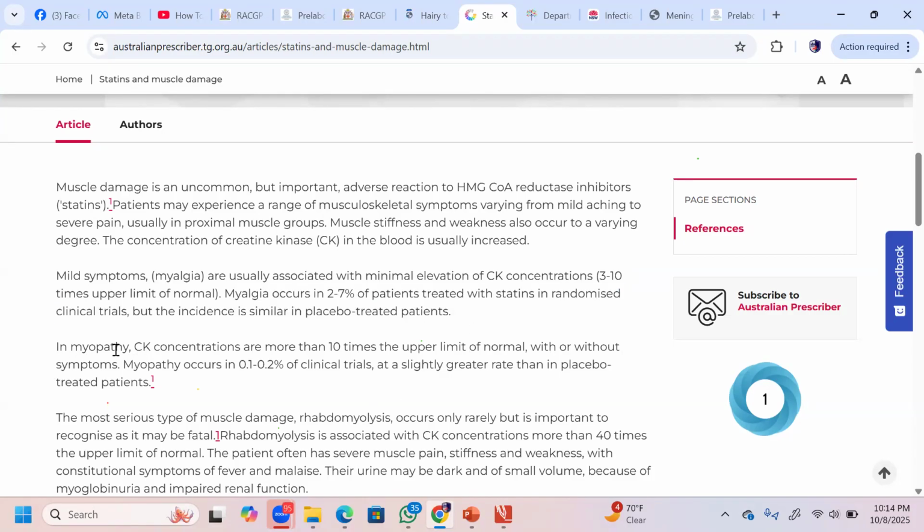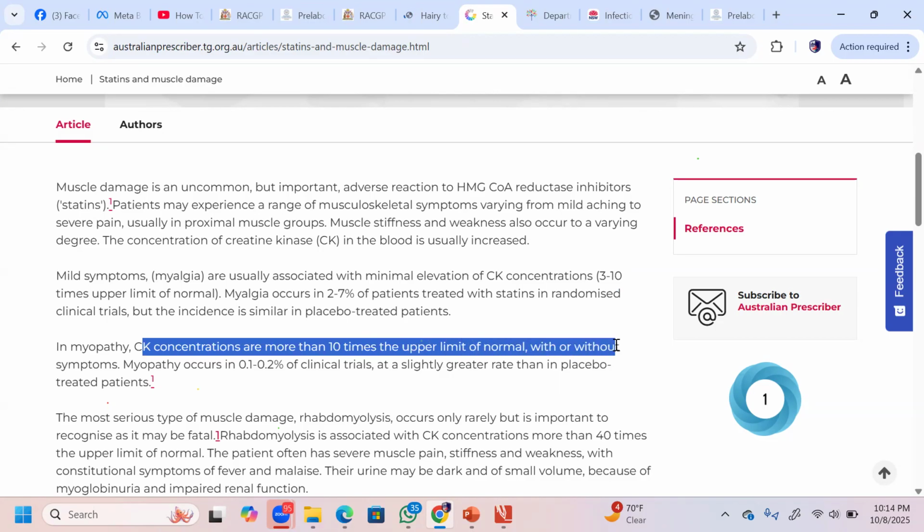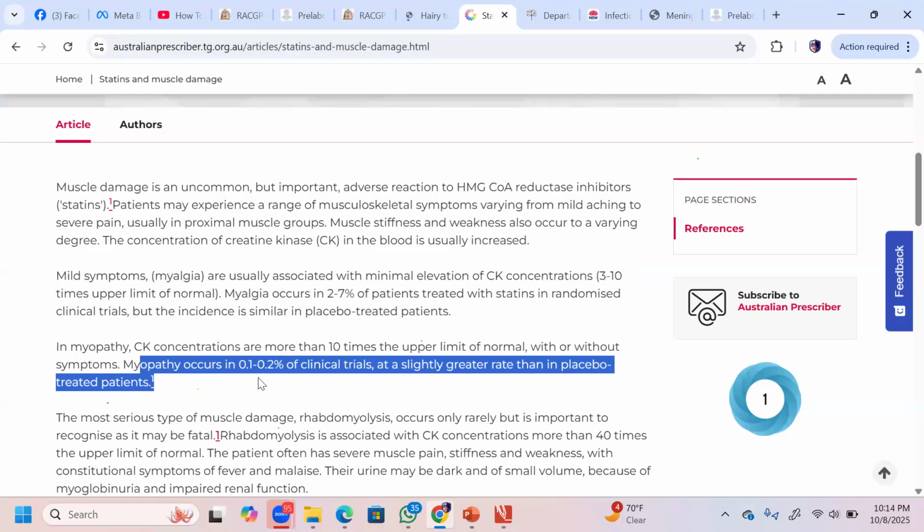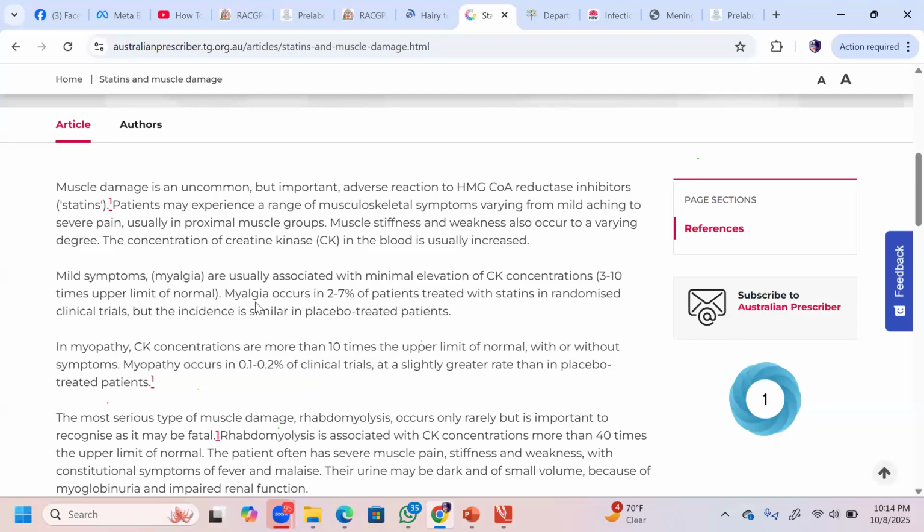So now, move to next. In myopathy, CK concentration is more than 10 times the upper limit of normal, with or without symptoms. You will classify it as moderate. Myopathy occurs in 0.1 to 0.2% of the clinical trials, at a greater rate than placebo. So mild, if the patient has mild symptoms, it means the CK concentration is 3 to 10 times upper than normal. And if moderate, the CK concentration is more than 10.